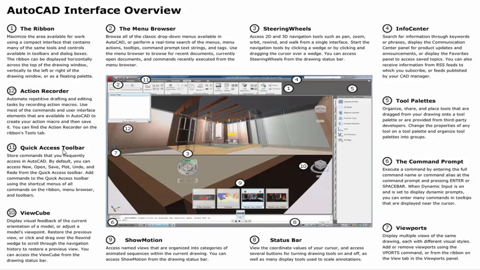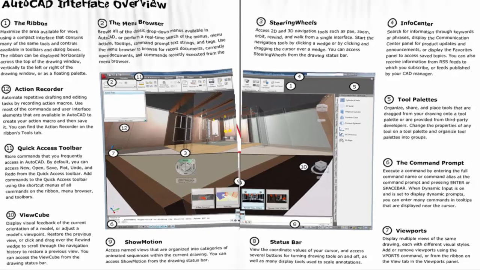We have the quick access toolbar, which is number 11. If you click on it, it can quickly get to your open, save, plot, undo. You can remove some of them or add some according to your need. We have the action recorder, which is number 12. It can automatically repeat drafting and editing tasks by recording action macros. Okay, so this is just a brief overview of it. And what happens next, we are going to see from our interface.